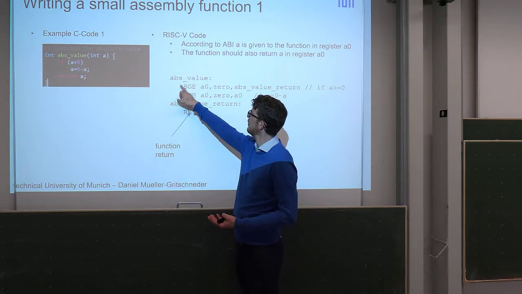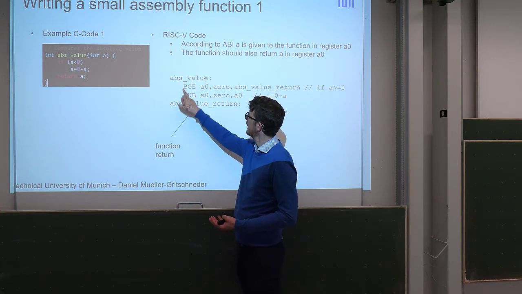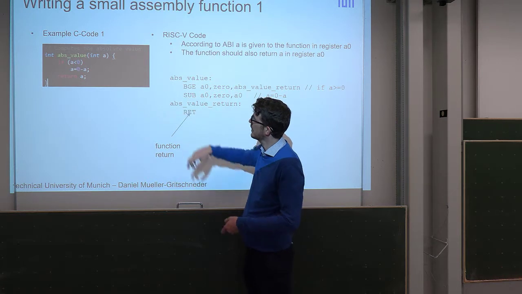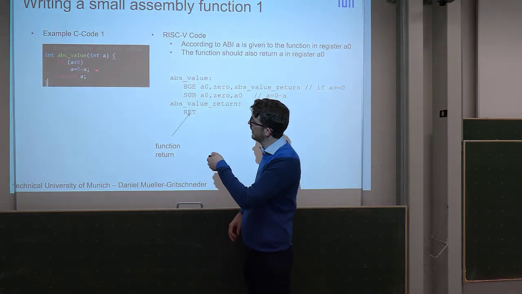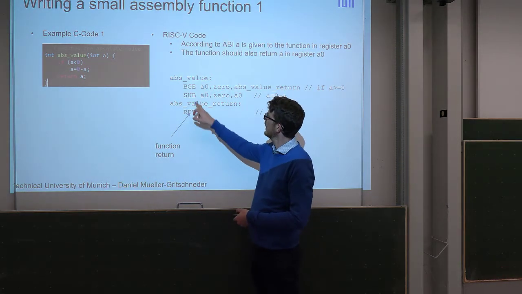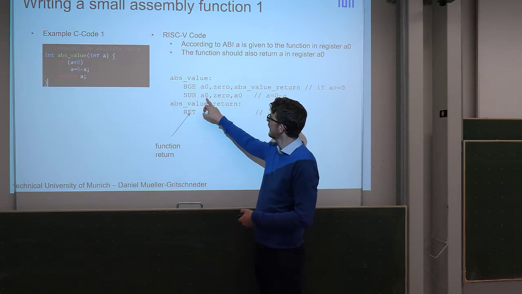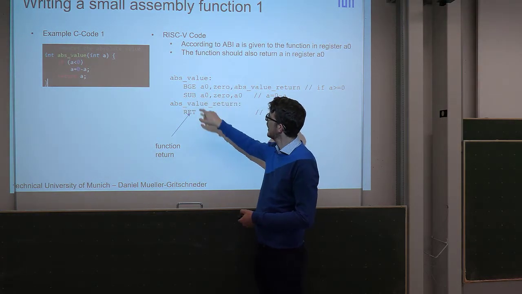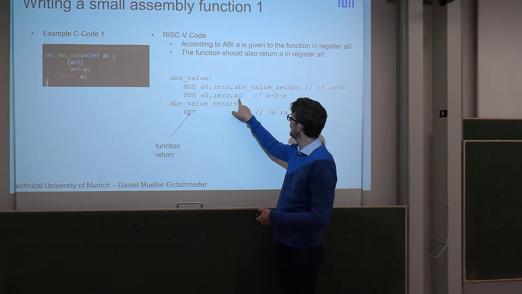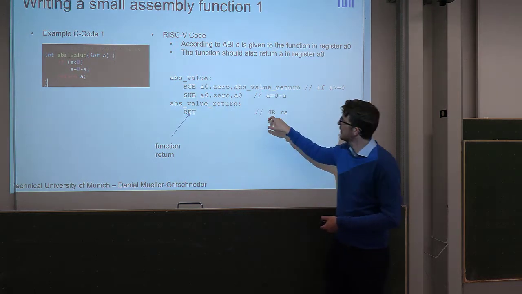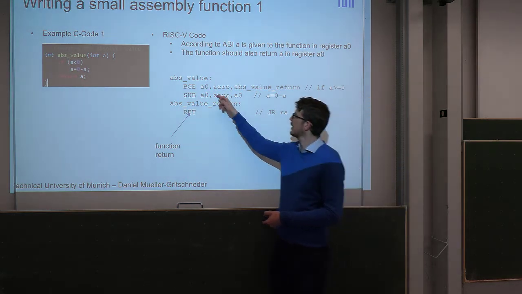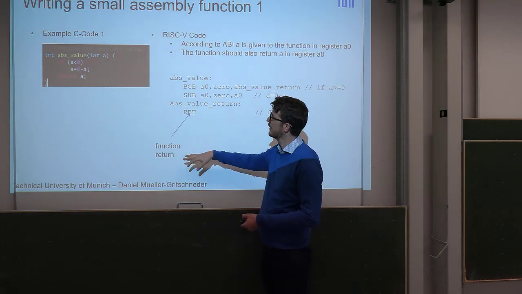If this jump is not done, it just goes to the next instruction. The next instruction is what you see here: sub A0, 0, A0, which means A0 is now 0 minus A0. This implements a equals 0 minus a. And then it goes to the next instruction and returns.